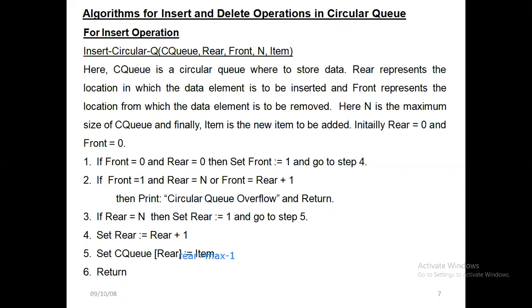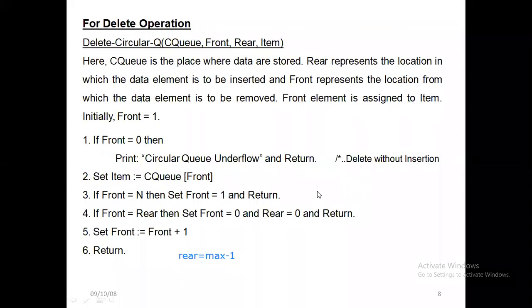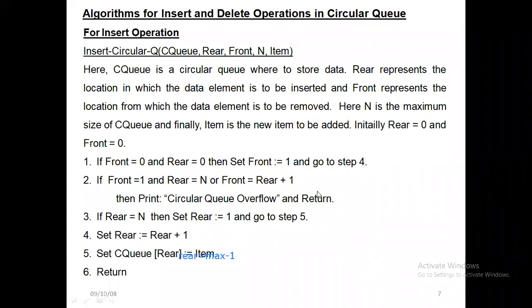See here, what he took in the array is that he is not considering the 0th position. He is starting from position 1. So if front is equal to 1 and rear is equal to n, so you can see here. Anyway, you can take into consideration front is equal to 1.